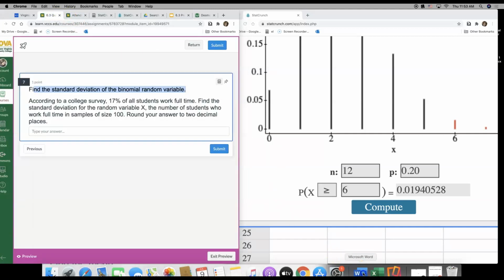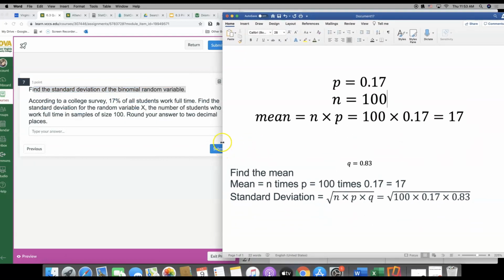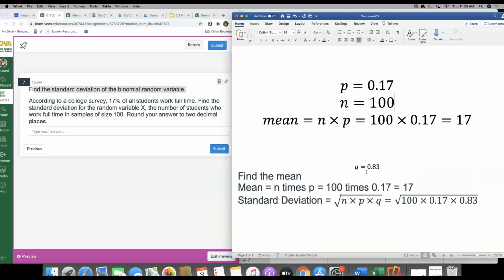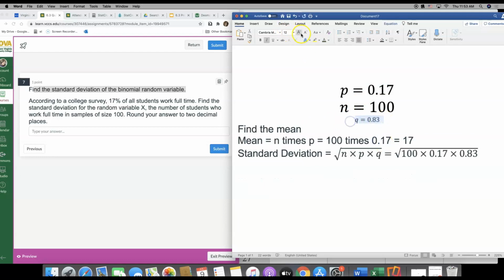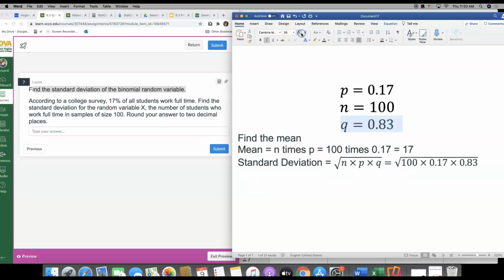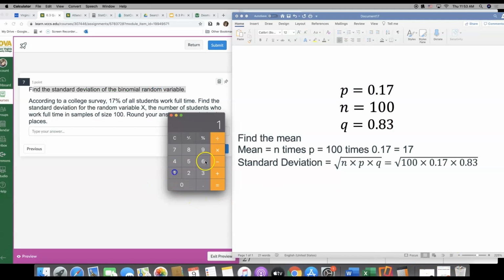I actually did this after class, but I think I wasn't recording then. So here we go. If P is 0.17, guess what Q is? Q is 0.83. Why? Let me show you on the calculator: 1 minus 0.17. That's how you find the probability of failure, 0.83.